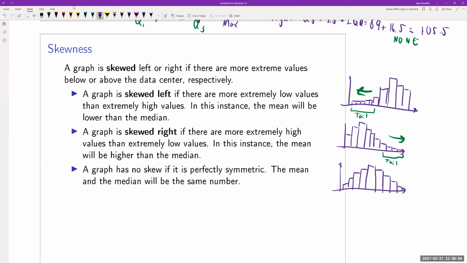If the graph isn't perfectly symmetric, then it would be maybe a little bit skewed left or a little bit skewed right. But if the mean and median are very, very close together, then we might say that the skew is insignificant. Even though it's technically skewed left or right, it's not enough of a skew that we would take note of it. And we'll talk more later on about what that would mean in terms of looking at a data set and painting a clear picture.